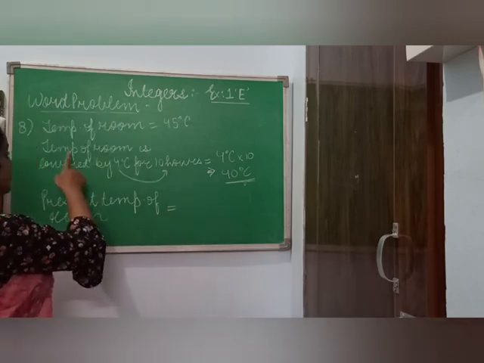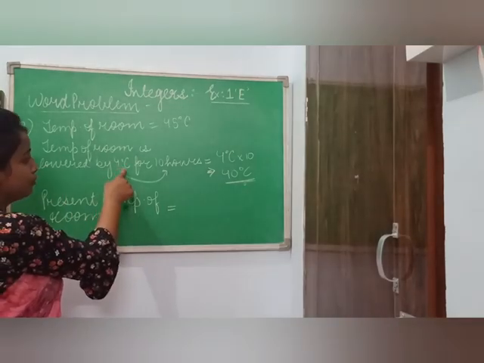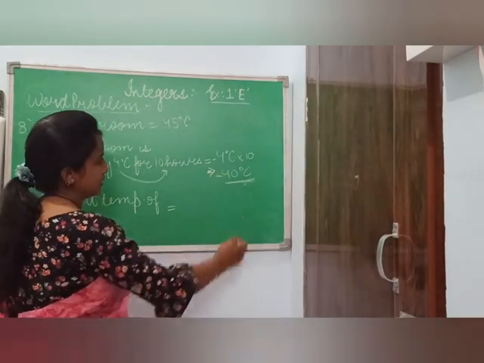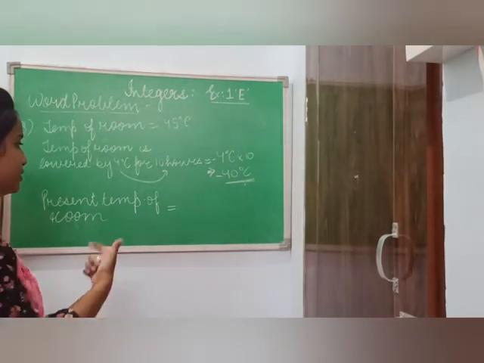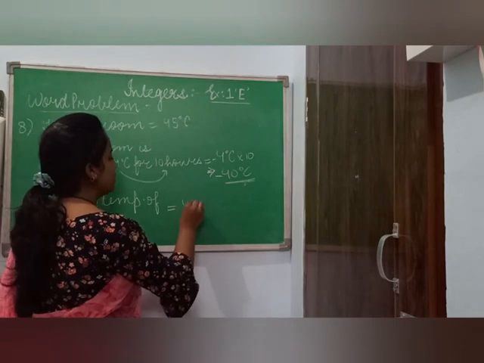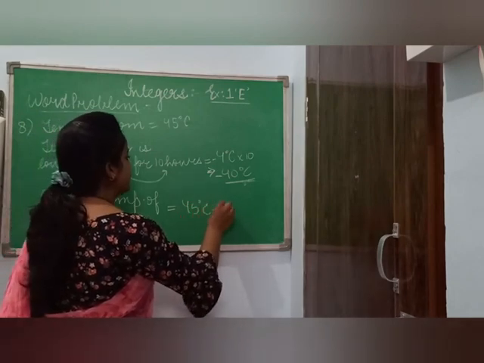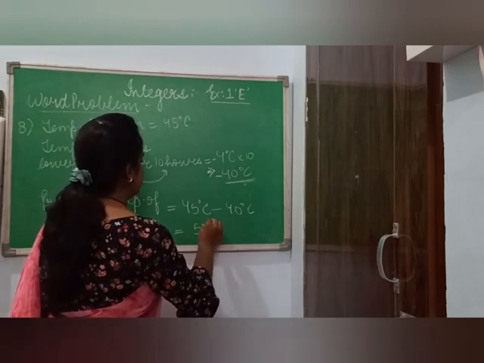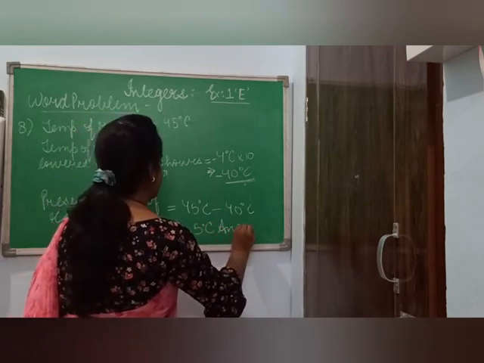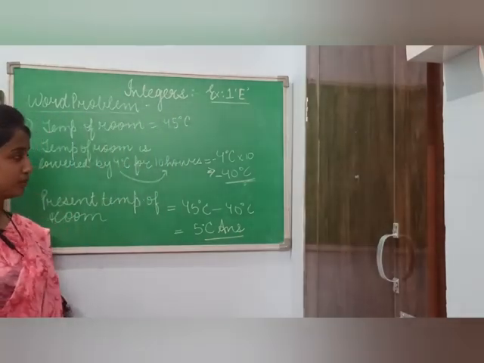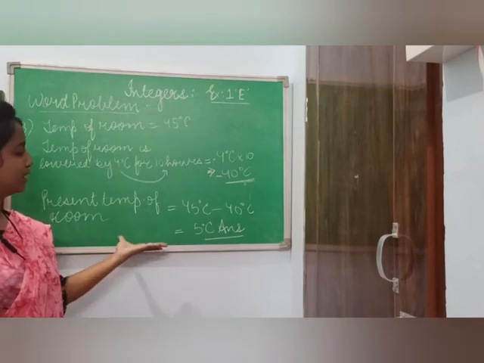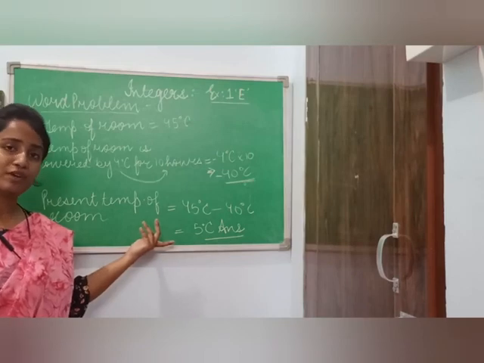Therefore, since the temperature was lowered by 4 degrees centigrade for 10 hours, it will be minus 4 degrees centigrade times 10, which is minus 40 degrees centigrade. Now the present temperature of the room will be 45 degrees centigrade minus 40 degrees centigrade, that is 5 degrees centigrade, which is our answer. Because the temperature was lowered, we used a minus sign. The actual temperature was given, and now we have to find out the present temperature. The present temperature of room will be 5 degrees centigrade.